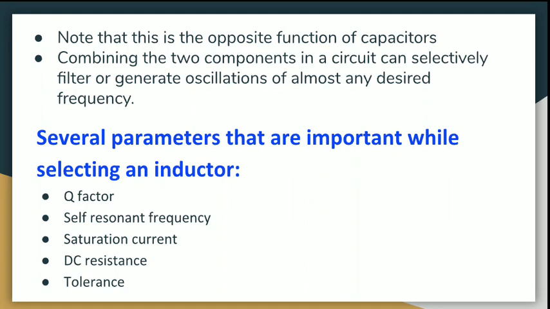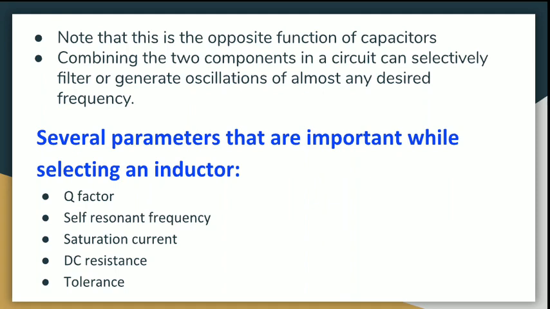First one is Q factor. Q factor, or quality factor, refers to the ratio of an inductor's reactance to effective resistance. This value of frequency dependent Q factor impacts the sharpness of the center frequency in an LC circuit. Usually a high value of Q factor is preferred.